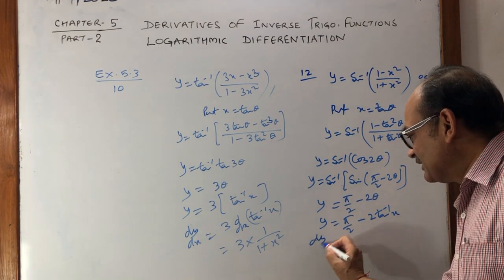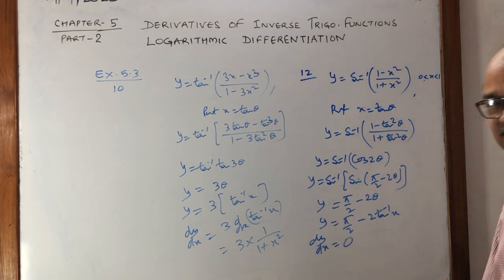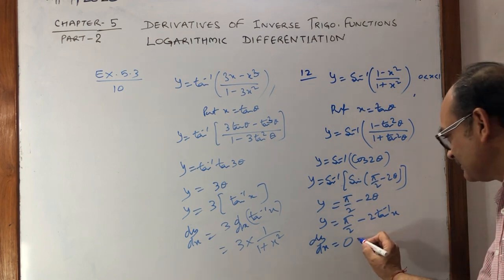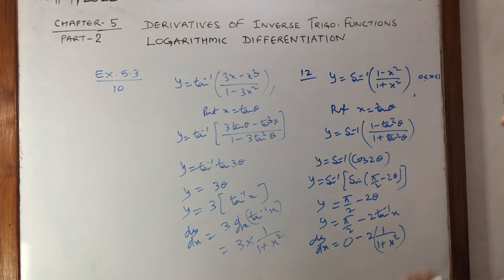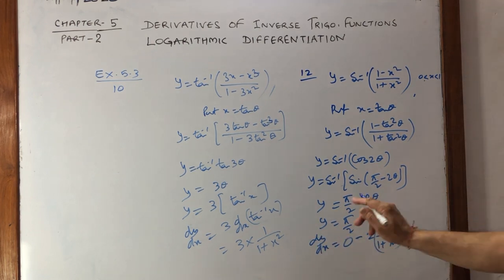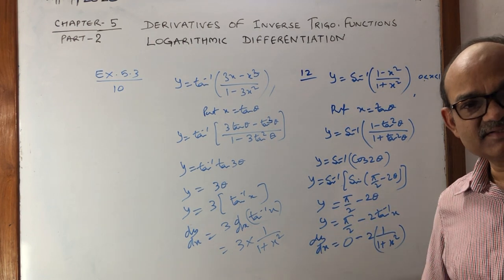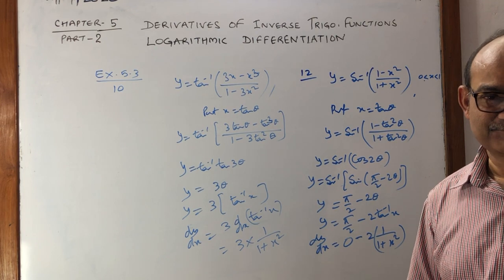So dy by dx, for the constant, you know derivative is 0. And we have just completed the formula for d by dx of tan inverse x. 1 upon 1 plus x square is the answer. Simple. Okay.